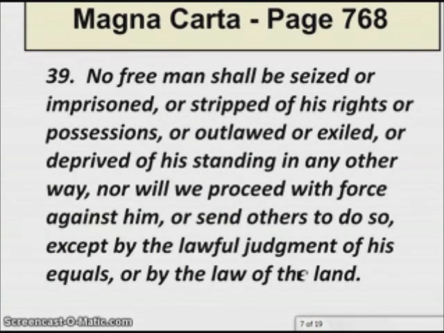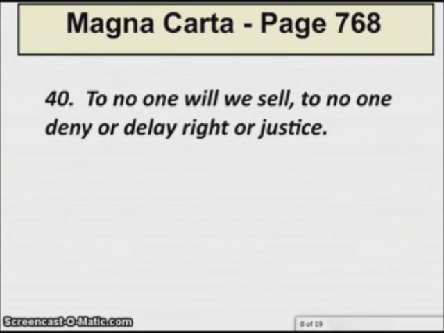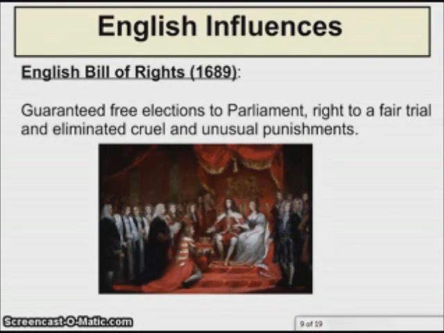Okay? Here are some examples from the Magna Carta. Maybe you recognize some of these from our community in the United States within our Bill of Rights. "No free man shall be seized or imprisoned or stripped of rights or possessions or outlawed or exiled or deprived of his standing in any other way, nor will we proceed with force against him, except by the lawful judgment of his equals, or jury of his peers, or by the law of the land." And these are ideas that we're going to take from that time and eventually bring into our country. Here's another one from the Magna Carta: "To no one will we sell, to no one deny or delay rights or justice." These are important constitutional ideas that we take today.